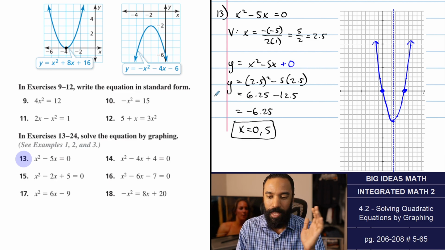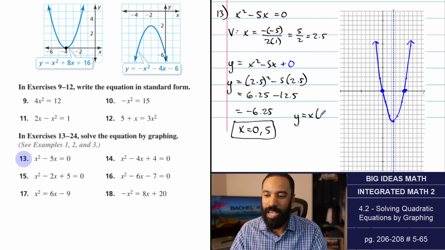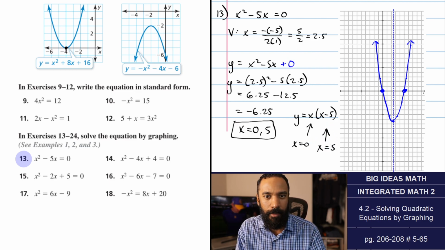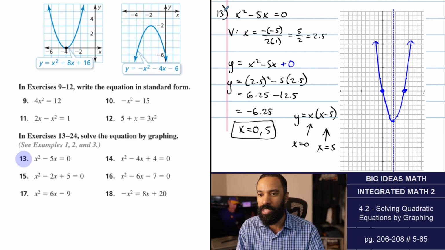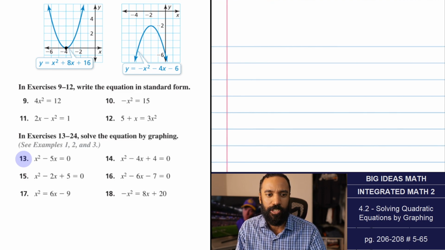Now, I could have factored this out and I would have gotten y equals x times x minus 5, in which case it's going to reveal that, yes, indeed, x equals 0 and x equals 5. This is a tough section to talk about because it's one of those things where we already know how to solve by factoring. So it's like, how can I stop myself from using that as a method?